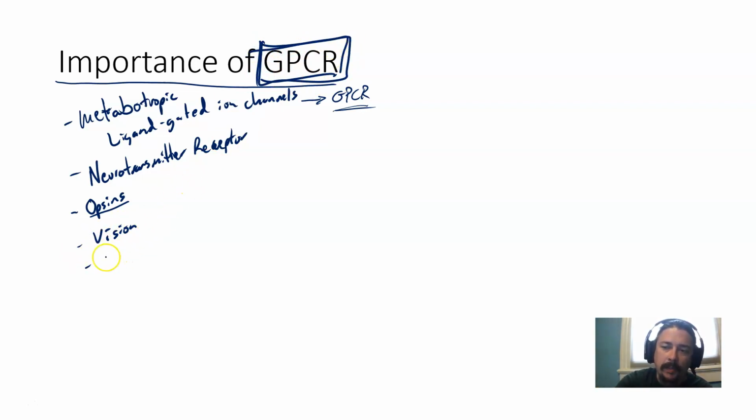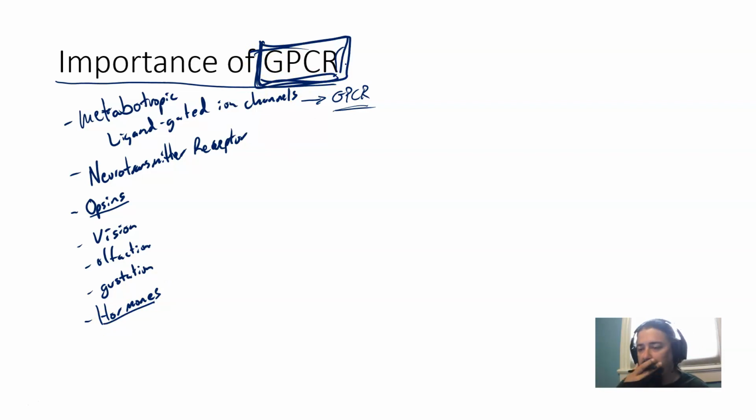Approximately 3% of your genome, you have about 1,000 G protein coupled receptors involved in olfaction, right? They're also involved in most of your sensory modalities for gustation. Hormones, right? Many hormones, including insulin, melatonin, come to mind. Many hormones act on a G protein coupled receptor pathway.